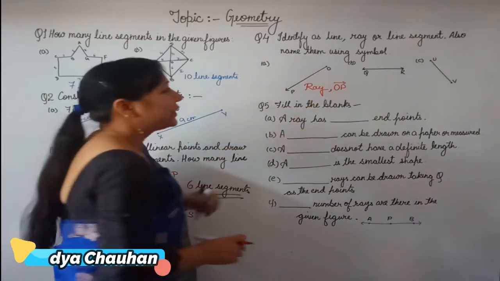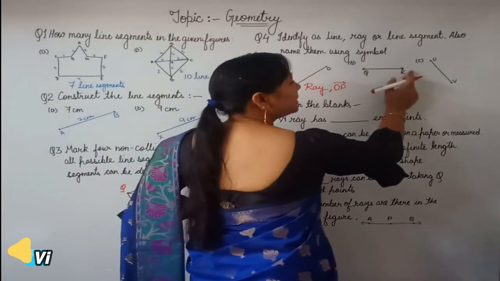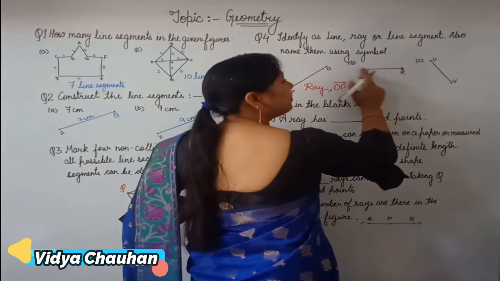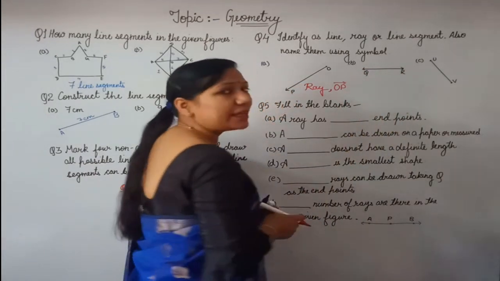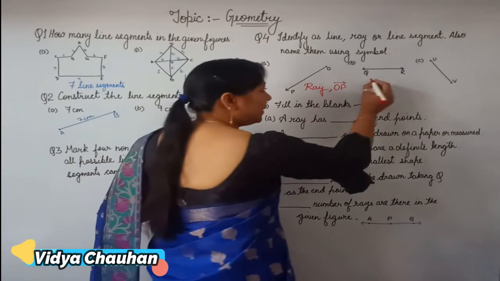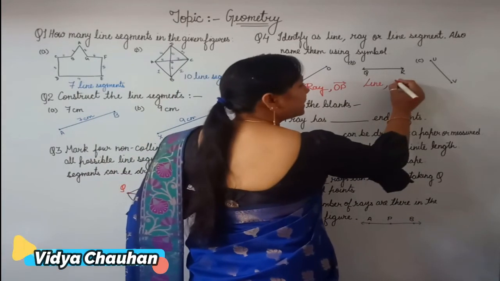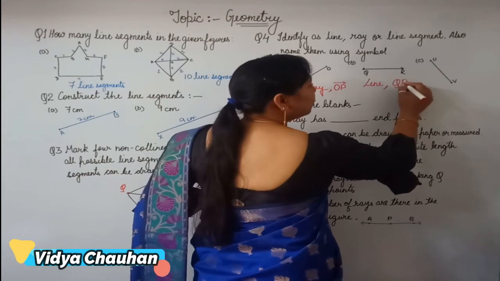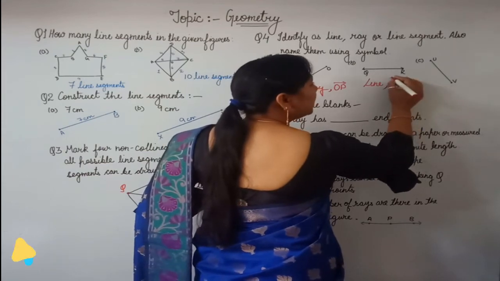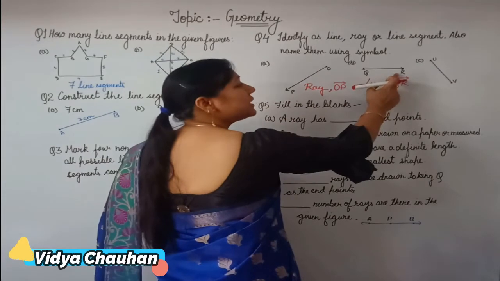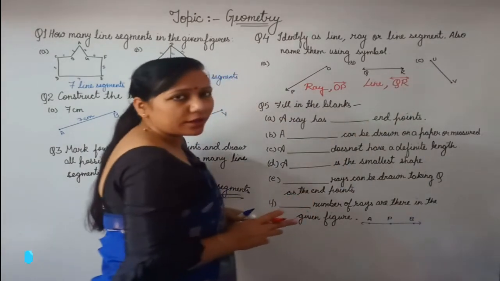Okay students? Coming to the second figure in which you can see both the points are extendable. That means on both the ends there are arrow signs. So it is a line. And what is the name of this line? Line QR, representing it by its symbol. So this is line QR.